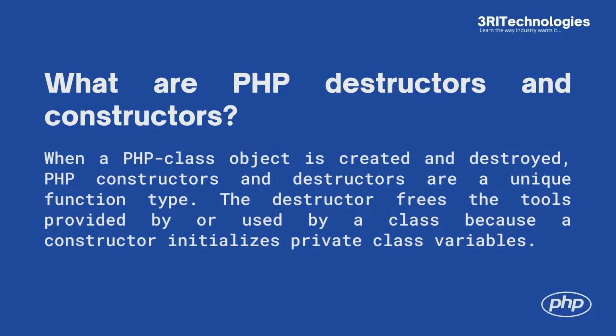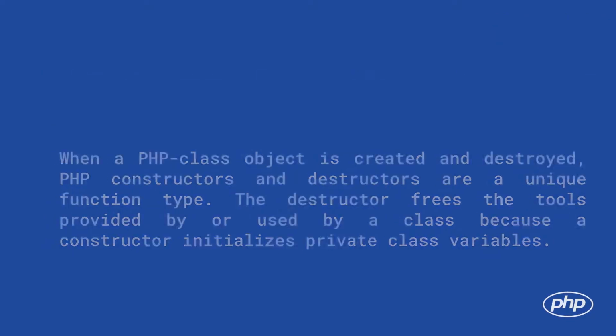What are PHP destructors and constructors? When a PHP class object is created and destroyed, PHP constructors and destructors are a unique function type. The destructor frees the tools provided by or used by a class, while a constructor initializes private class variables.